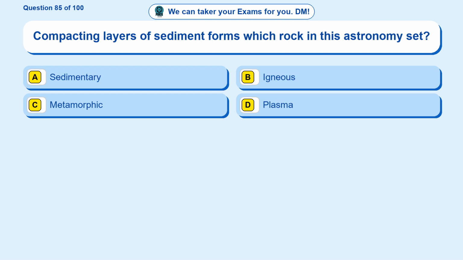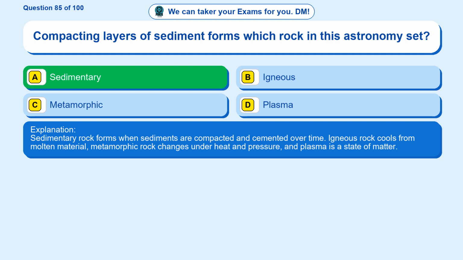Question 85. Compacting layers of sediment forms which rock in this astronomy set? Option A, sedimentary. Option B, igneous. Option C, metamorphic. Option D, plasma. The correct answer is option A, sedimentary. Sedimentary rock forms when sediments are compacted and cemented over time. Igneous rock cools from molten material, metamorphic rock changes under heat and pressure, and plasma is a state of matter.